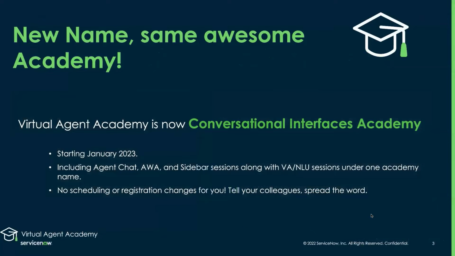New name, same awesome academy. We announced this last time, but I'm going to re-announce it here. The Virtual Agent Academy is going to be rebranded to the Conversational Interfaces Academy. That name is going to start in January 2023. We're going to talk about agent chat and sidebar. We're not going to talk about AWA. We're actually going to move that to a separate academy. I should have changed that in the slide.